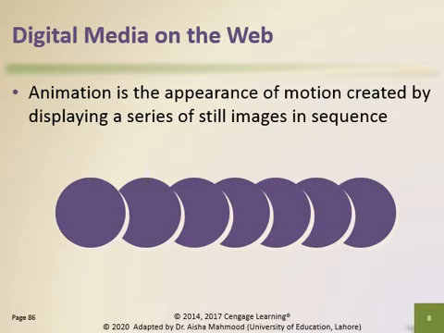Many web pages use animation, which is the appearance of motion created by displaying a series of still images in sequence. For example, text that animates by scrolling across the screen can serve as a ticker to display stock updates, news, sports, weather, or other information. Web based games often use animation.